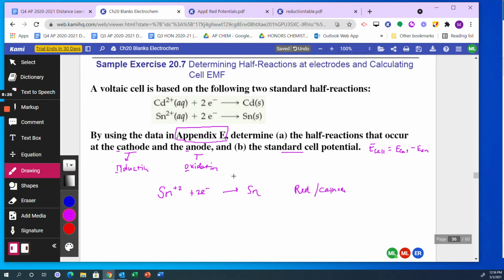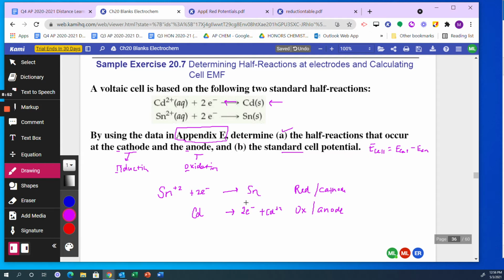Which means I'm going to have to reverse this reaction. So Cd is going to have to give away the electrons for tin to get them: Cd gives Cd2+ plus 2 electrons. As you can see, cadmium got oxidized, and this is what happens at the anode. And you just answered letter A.